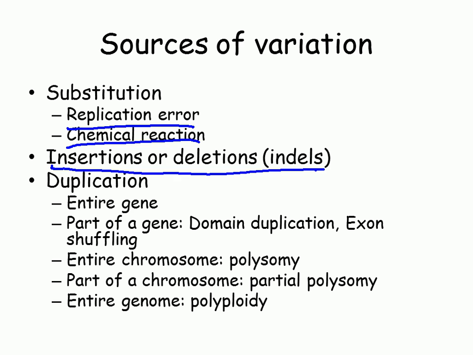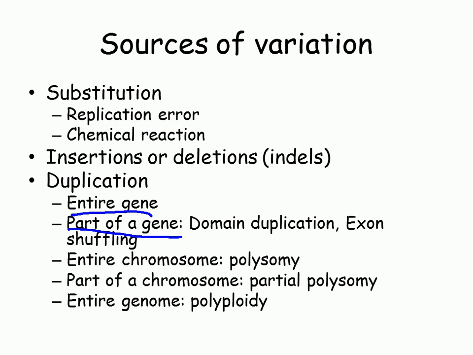The duplications can happen at the gene level. So you can have a single gene duplicate in its entirety. Just part of a gene can be duplicated, and those are domain duplications and exon shuffling events. You could have an entire chromosome duplicate. That could be due to when the chromosomes segregate into different cells, one cell might get more than one copy. And the term that we use for when the entire chromosome is duplicated is polysomy.